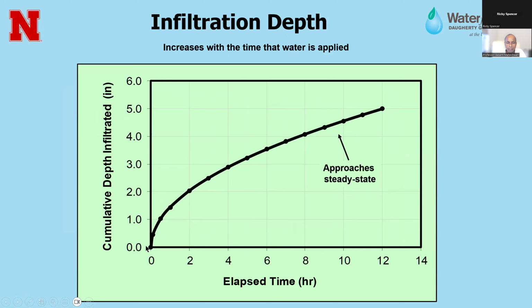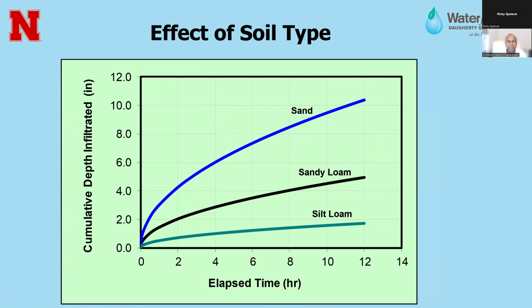And if we plot the cumulative depth of infiltration against time, it keeps increasing. Initially the increase is high because the soil is dry. As time passes, the rate of increase is constant because the infiltration rate becomes constant. So initially there is a high infiltration amount, then it becomes a steady rise.